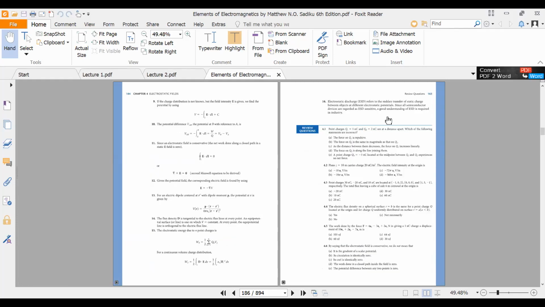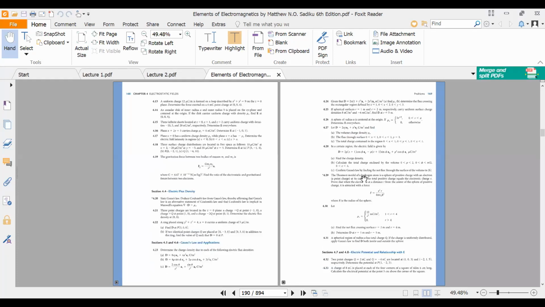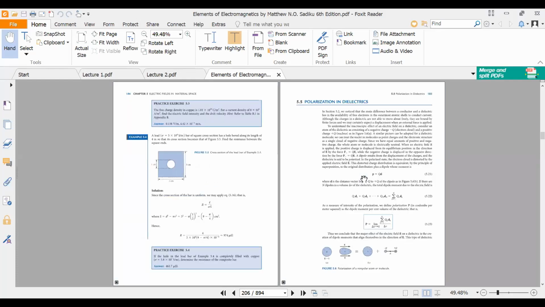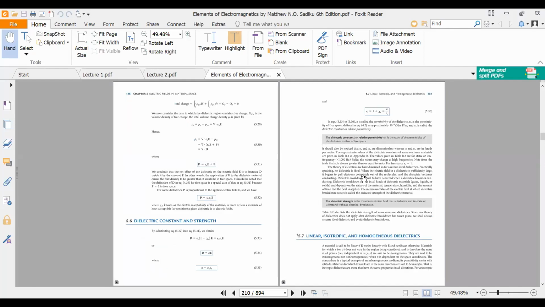Besides that, you also have some review questions, which are sort of multiple choice. You can also do these if you want. Every chapter has a good number of problems and a good number of examples. Okay, so this is our textbook.